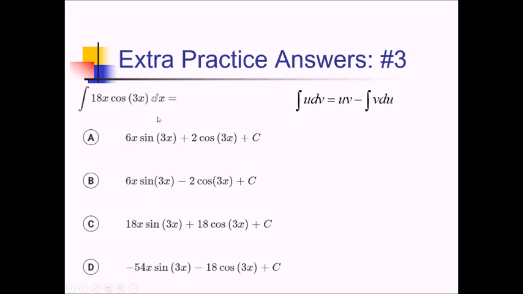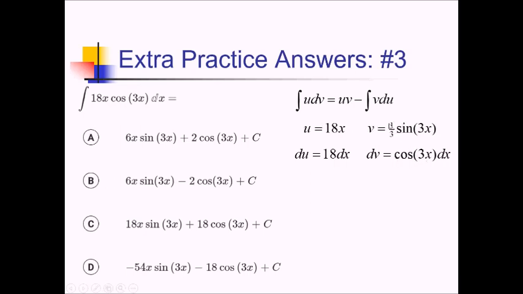So for u, I prefer to have an algebraic, like 18x, over a trig function like this cosine of 3x, because if I pick u for 18x, that's going to be easy to take the derivative of. And if I pick dv as cosine of 3x dx, well, that's at least not going to get worse when I take the antiderivative. So taking my derivative over here for u, this is going to be 18 dx. Antiderivative of cosine of 3x, my v value, that's going to be 1/3 sine of 3x. We have to divide by that inner tail there.